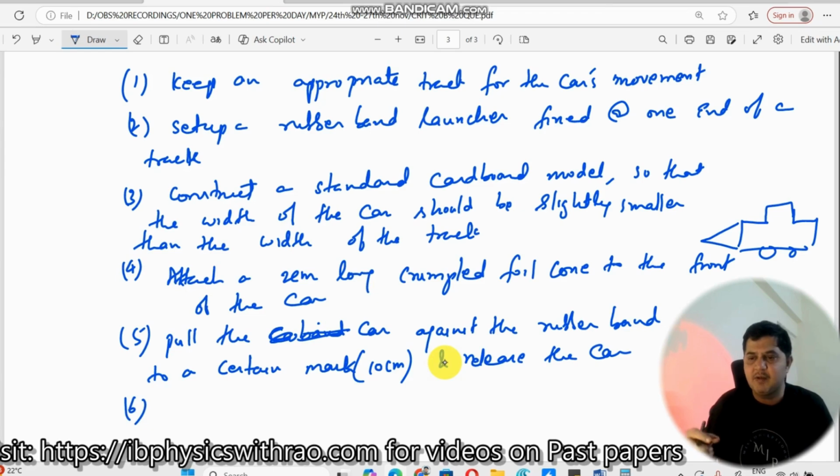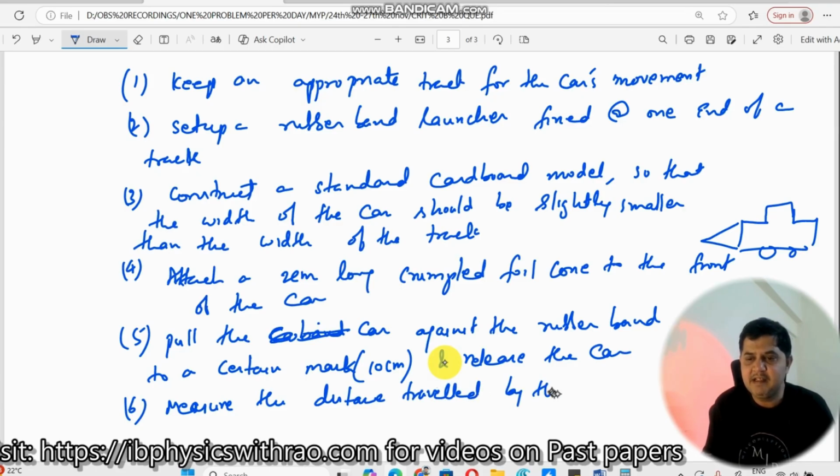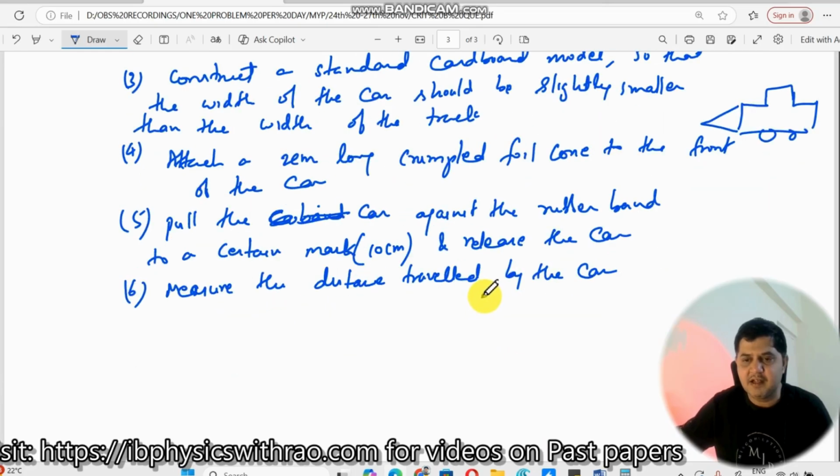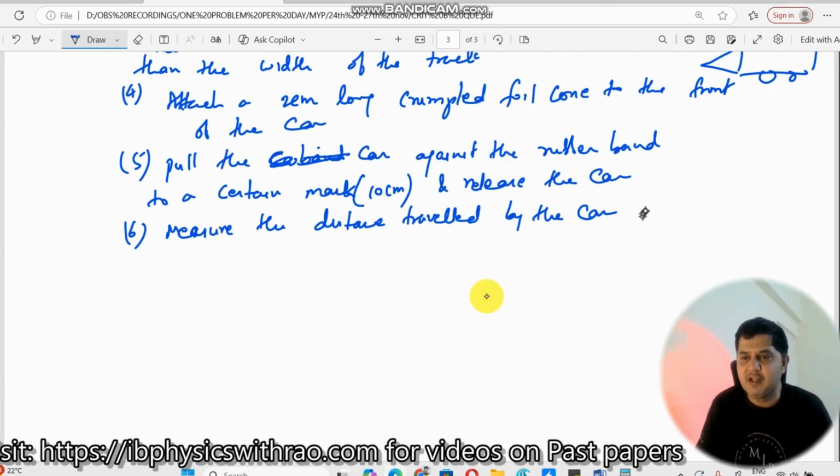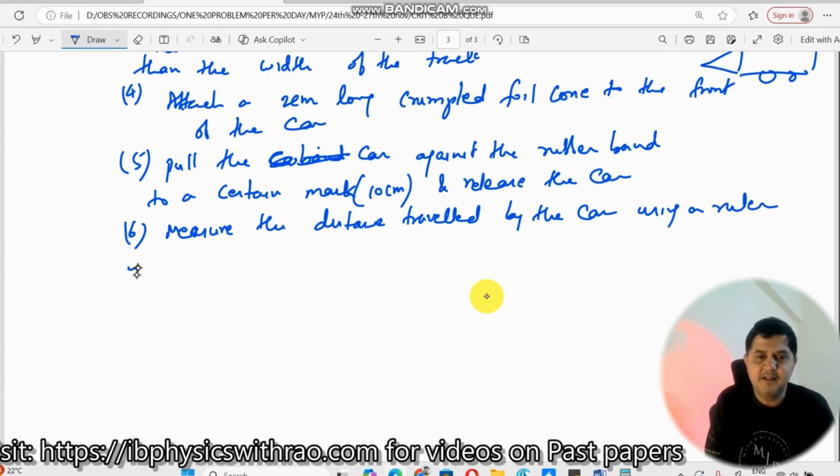Once you release the car, what will happen? The car will start moving and will stop at some point, right? So wait for it, and the moment it stops, measure the distance traveled by the car using a ruler.